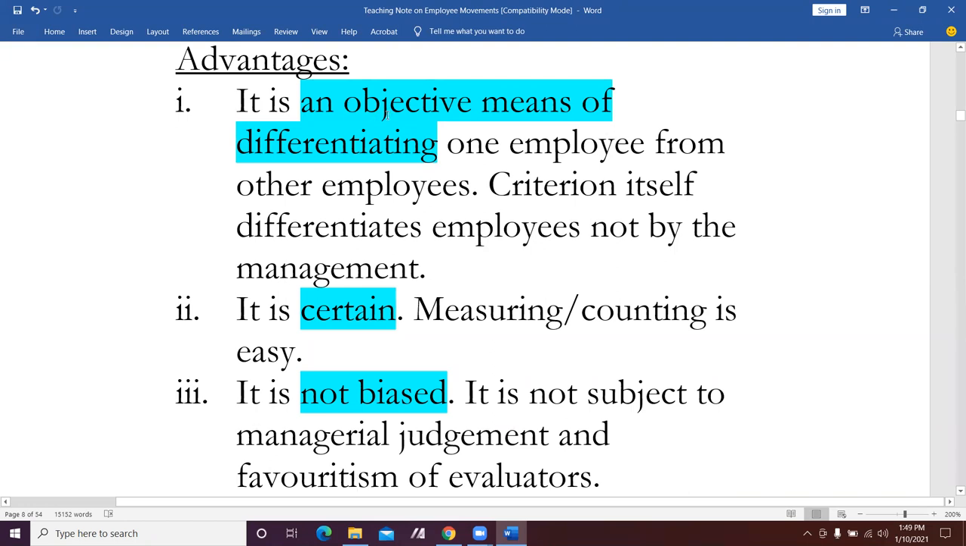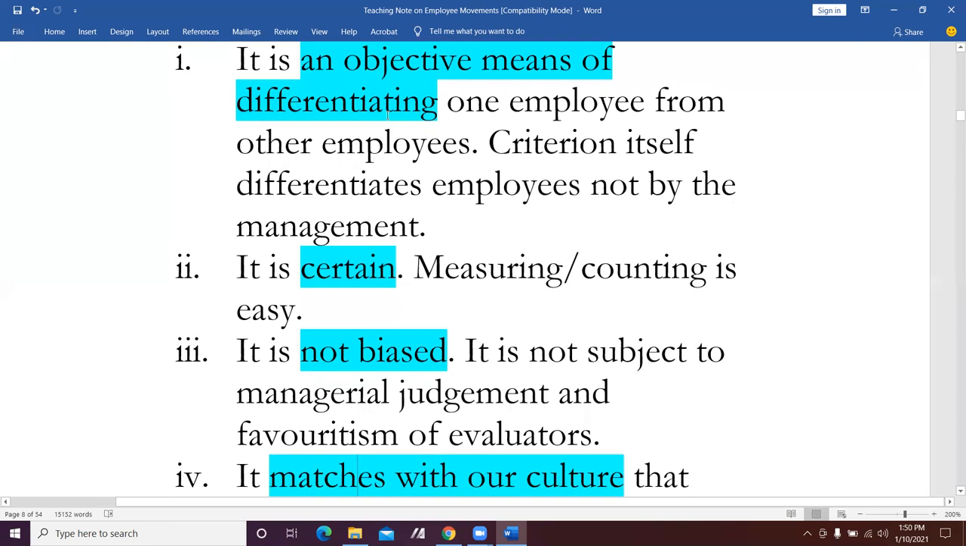The first one is, according to my writing, it is an objective means of differentiating one employee from other employees, not like merit. Usually when we calculate seniority, we use the date of appointment of the particular employee. If we know the dates, then it is easy to prepare a list of employees in terms of seniority. Normally a good organization prepares that list and from time to time updates it. So based on seniority, we can give promotions.